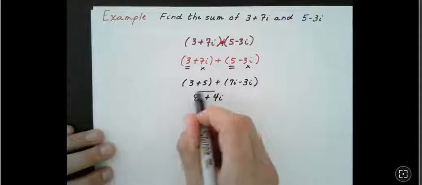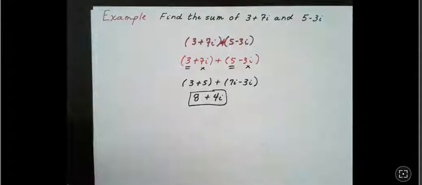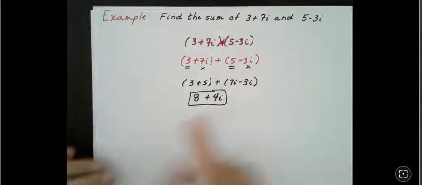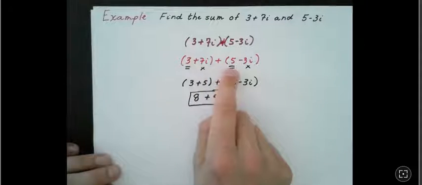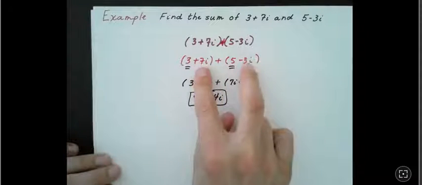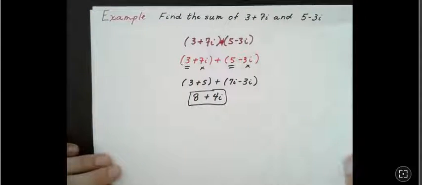Okay, and then I'm all done. That's how you do it. That's how you add complex numbers. You combine the real parts, which are the 3 and the 5, and then the imaginary parts, the 7i and the 3i. So let's keep looking at some examples.